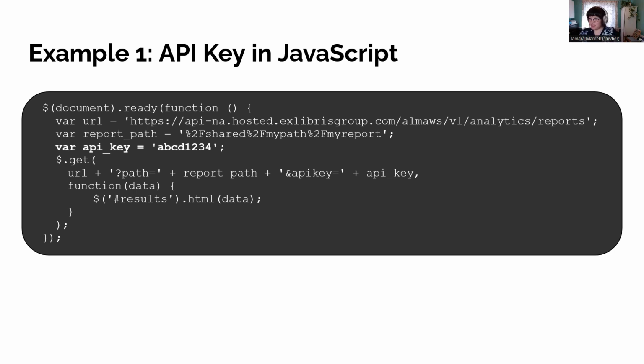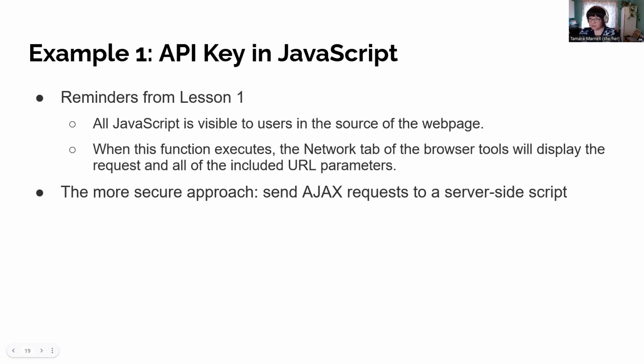API key equals API key, and then you'll get the data and show it on the web page, and it will be all golden. The problem with this, as you'll remember from the first lesson about JavaScript, is this script is available to everybody to see. Everybody who loads the web page will see that API key right there in plain text. It's visible in the source of the web page.